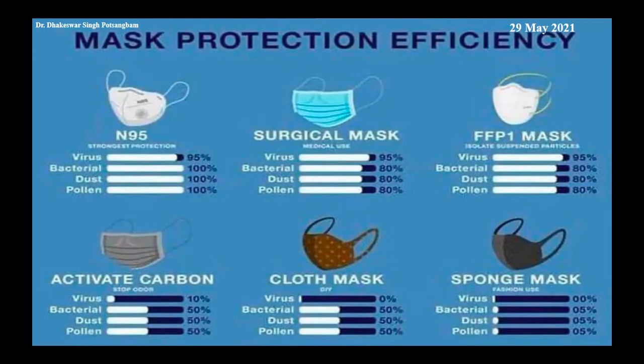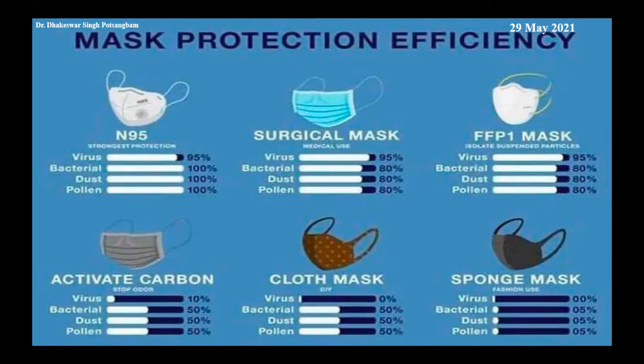We have different types of masks here being shown: N95, which is being used by medical professionals, then surgical masks. Both of them give about 95% filtration of the viruses, but bacteria, dust, and pollen are 100% removed in N95, while in the surgical masks only about 80% are removed. Then we also have FFP1 masks, which are used specially for pollution. It's mainly a mask for pollution. Now we have the activated carbon mask, which more or less looks like the surgical mask but is black in color, and removes only 10% of the virus.